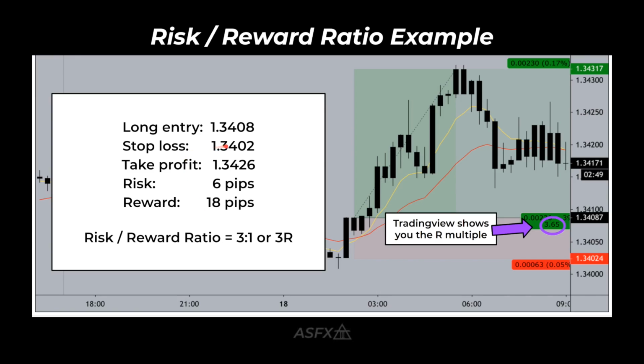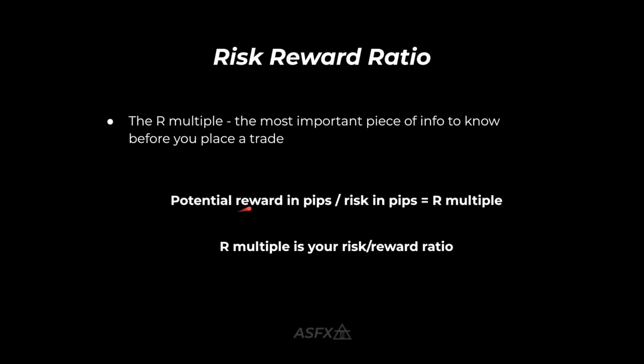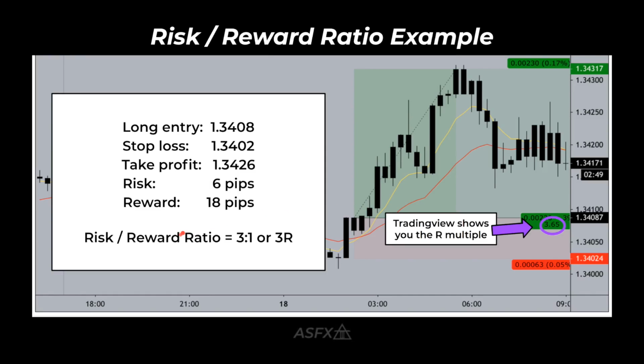Here, we can see that we were long at 1.3408 with a stop loss 6 pips below at 1.3402. 8 minus 2 is 6. There's your 6 pips worth of risk. The reward here, our take profit, was set at 1.3426, about 18 pips. So when you do your equation, again, potential reward divided by risk, you end up with 3R, 3 to 1 here.